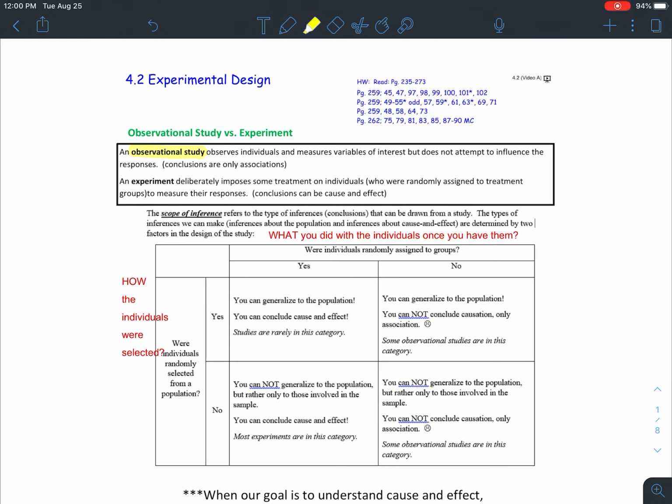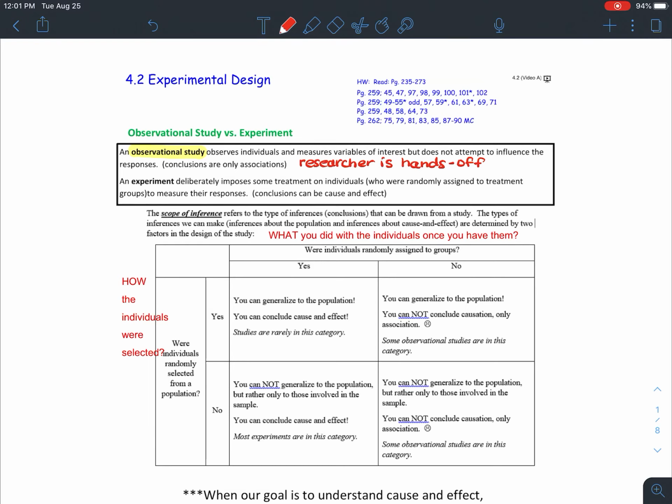An observational study, it says here, observes individuals and measures variables of interest, but does not attempt to influence the responses. Okay, so this basically means that your researcher would be considered hands-off. He's not going to be imposing any treatments, where he's splitting the groups randomly into different groups and then assigning one group one treatment, another group another treatment, and maybe a third group gets no treatment, as a control group. That's not what an observational study is.